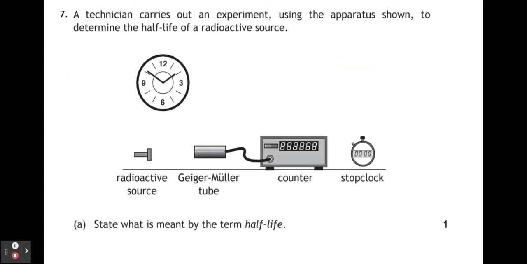Question number 7, a written question. A technician carries out an experiment using the apparatus shown to determine the half-life of a radioactive source. So we can see we have got a radioactive source placed in front of our Geiger-Müller tube connected to a counter. We have a stop clock in order to measure time, and we've also got a clock on the wall to tell us at what time we're measuring these measurements.